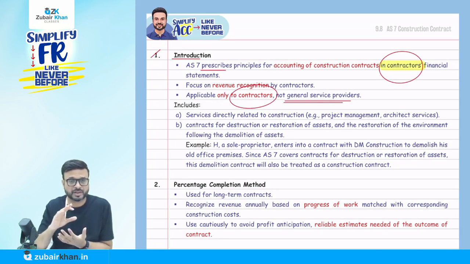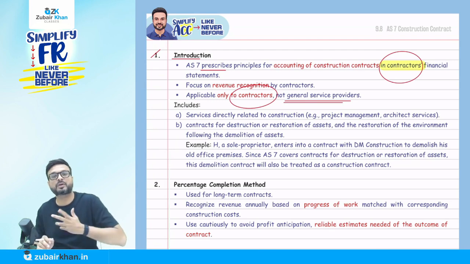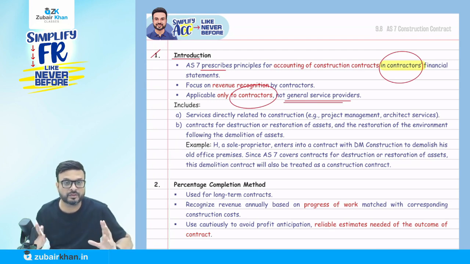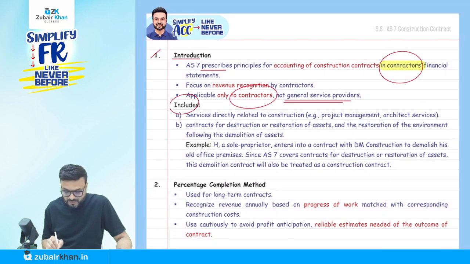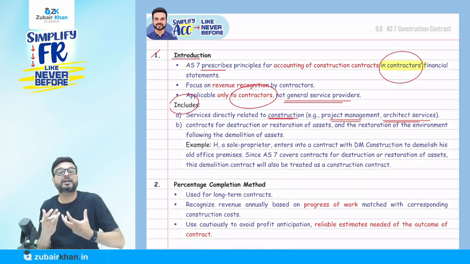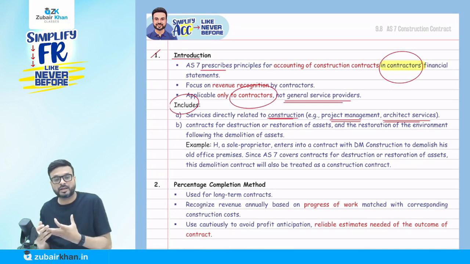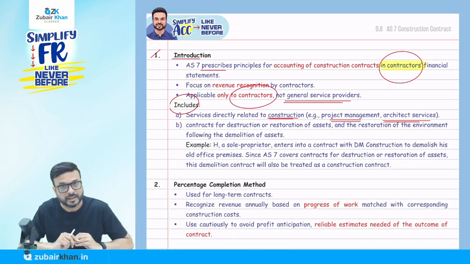There are certain exceptions. I will come to that. For example, chartered accountants. When we provide a service, we are going to cover it under Accounting Standard 9 only, revenue recognition. But it includes services which are directly related to construction, like project management and architect services. These are directly related to the construction. Therefore, those services are also covered under Accounting Standard 7.